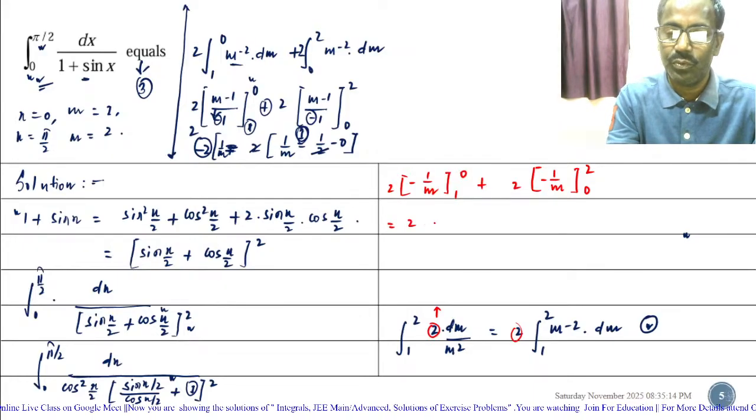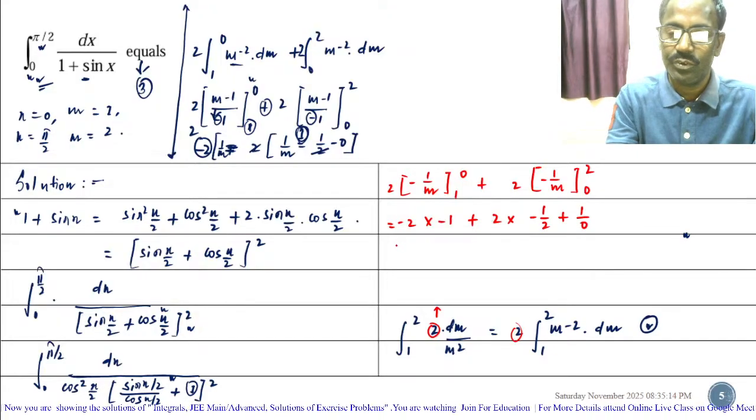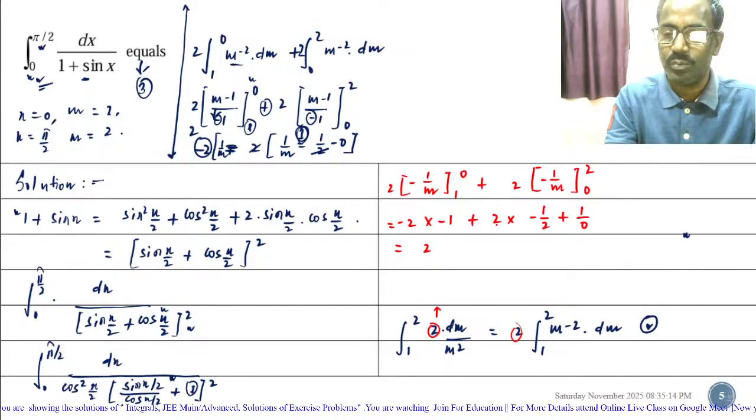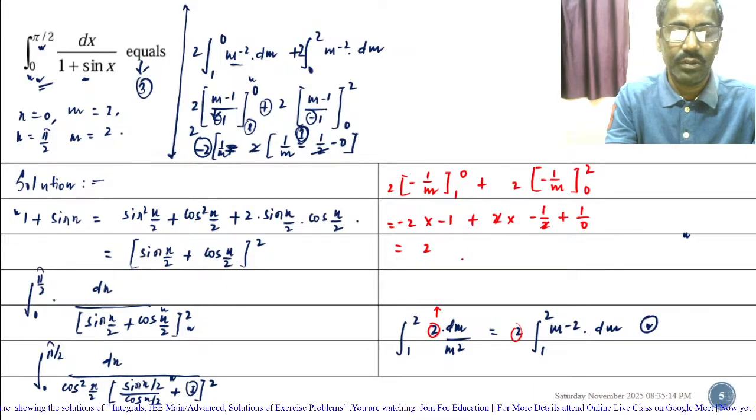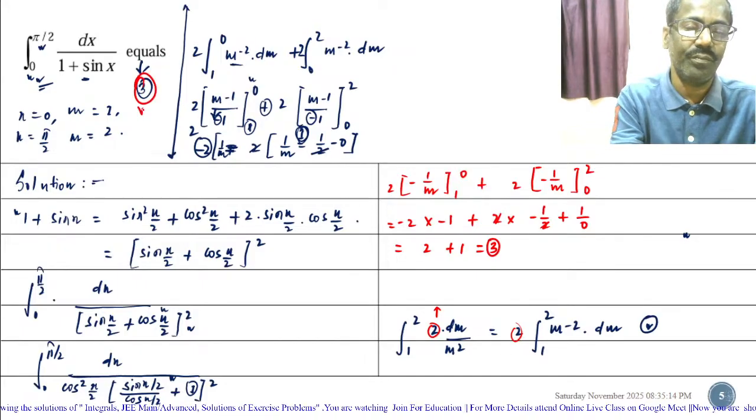So here will be 2 into minus 2 and we write 1 by 0 minus 1 by 1 equals minus 1, and plus we write 2 into minus 1 by 2, again minus minus plus 1 by 0. So here will be 2 and we get this one will be plus 1, then we get 3. So this is the theory.